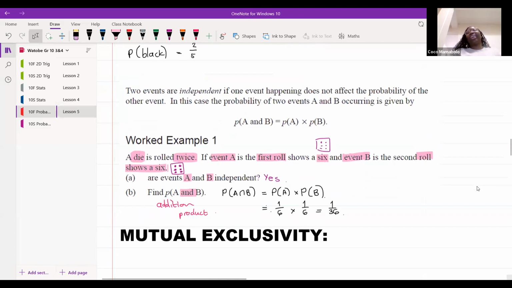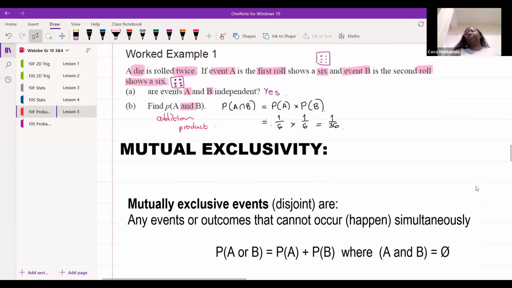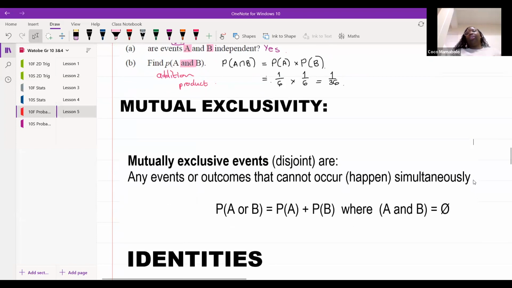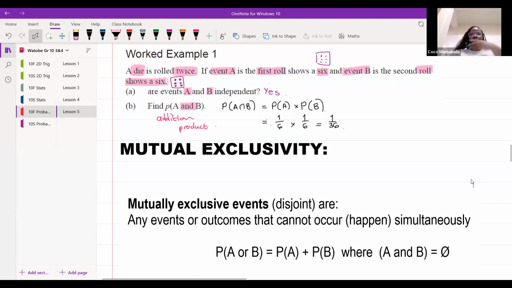All right, let's talk about mutual exclusivity quickly before we run out of time. Okay, so mutually exclusive, whew, guys, it's not my mother tongue, hey? All right, so mutually exclusive events. My goodness, mutually exclusive events are events that have nothing to do with each other. That's why we call them disjoint.